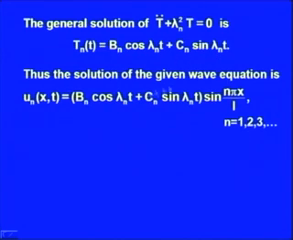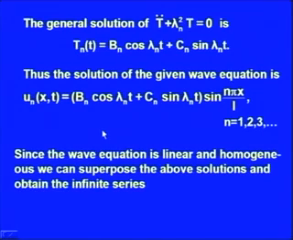Thus, the solution of the given wave equation is u_n(x,t) = (B_n cos λ_n t + C_n sin λ_n t) · sin(nπx/L). We had assumed that u(x,t) = F(x)G(t). So from that we are getting this, and n is taking values 1, 2, 3 and so on.